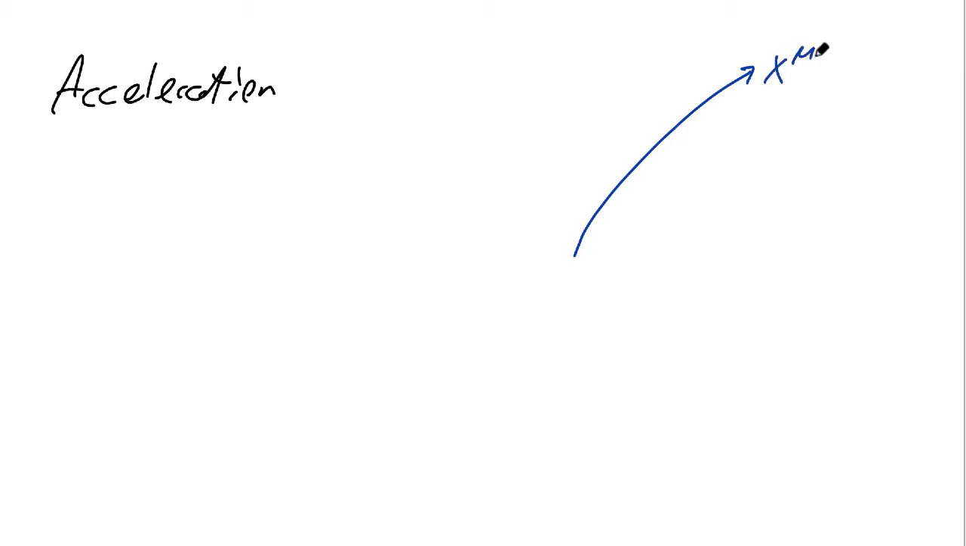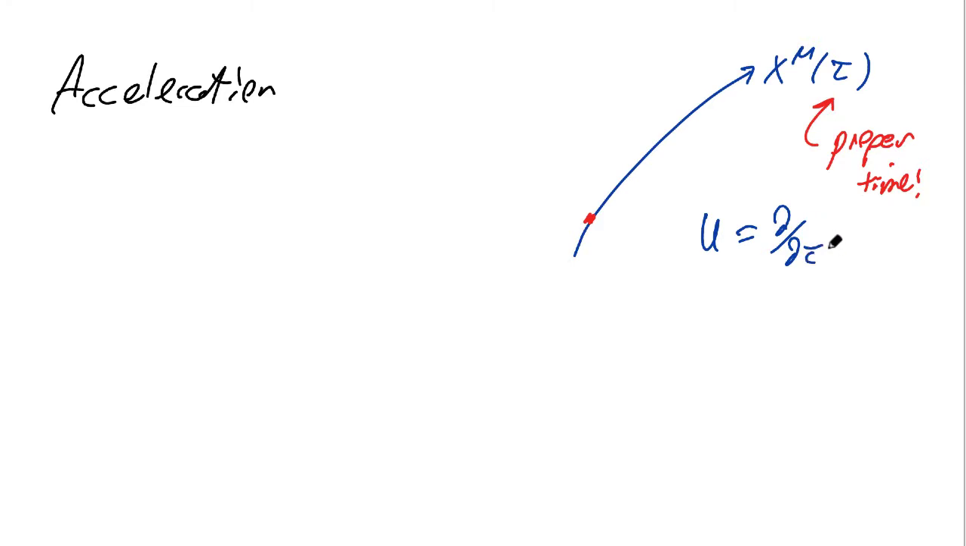Acceleration is the time derivative of velocity. So we have a particle moving along some world line x^μ(τ). This world line is parameterized by proper time, τ. All right, and the velocity vector at this point, let's call the velocity u, so that's just another notation for the derivative operator d/dτ.